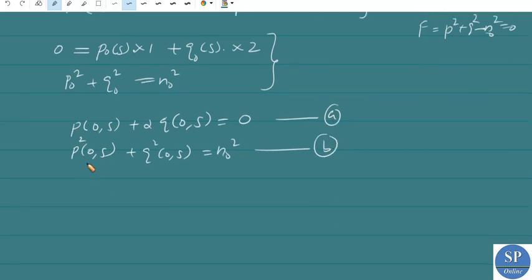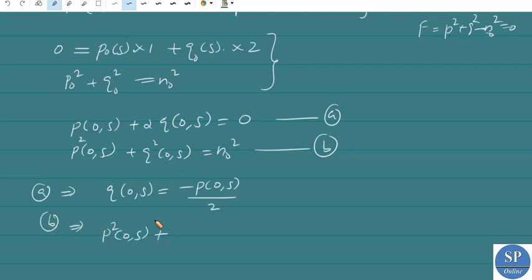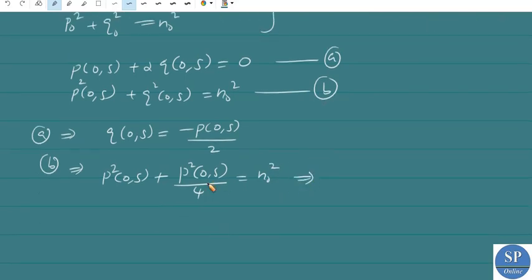So from a we have q of 0, s is equal to minus p of 0, s divided by 2. Replacing this q in b implies p square at 0, s plus q square, where q square is p square at 0, s divided by 4, equal to n naught square. So we get 4p square plus p square, so 5p square at 0, s equal to 4 into n naught square. So we have p of 0, s is 2n divided by root 5.